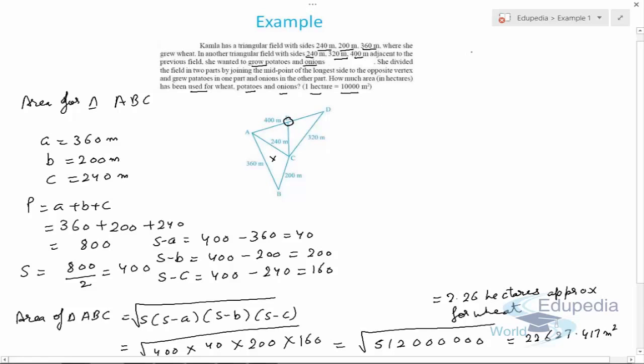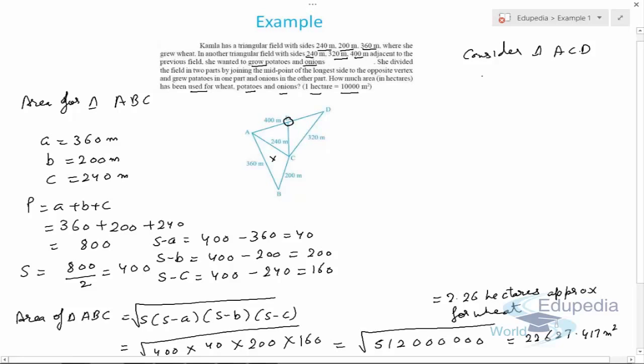Now consider, let's say, triangle ACD. In this triangle we have divided it into two parts by joining the midpoint of the longest side and the vertex. Now first of all, let's find the area for triangle ACD.